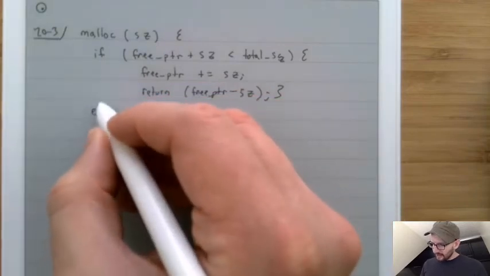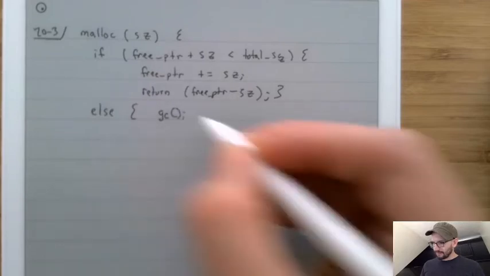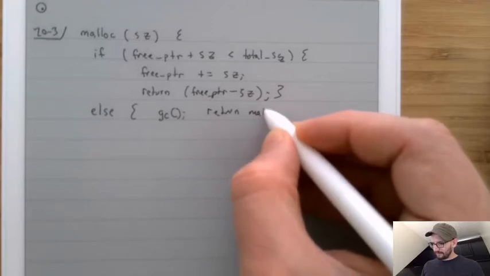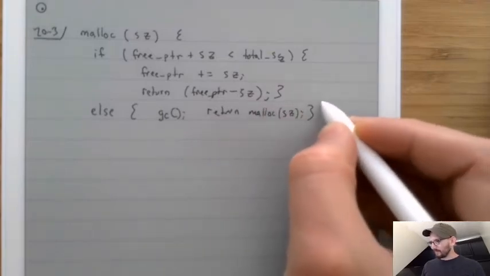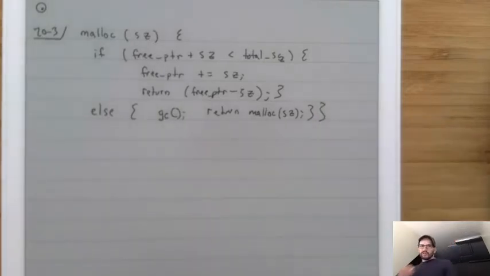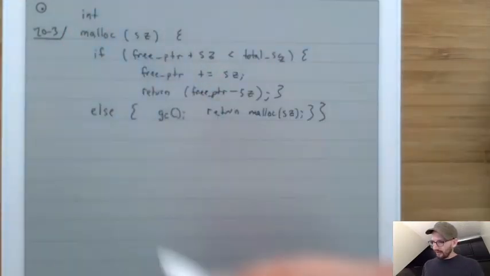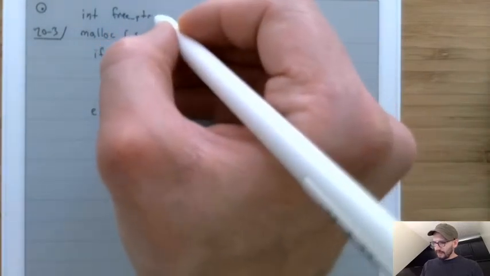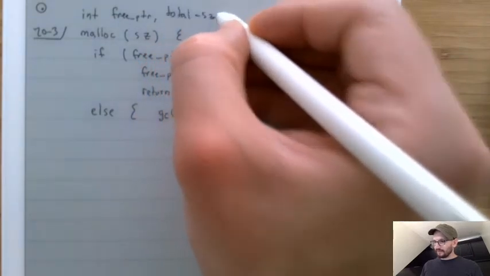And then otherwise, at that point we need to do a garbage collection, and then we need to try to malloc again. Okay? So this right here is the implementation of malloc inside of stop and copy. And what it does is it just uses two variables. It uses a free pointer, and it uses the total size. All right.